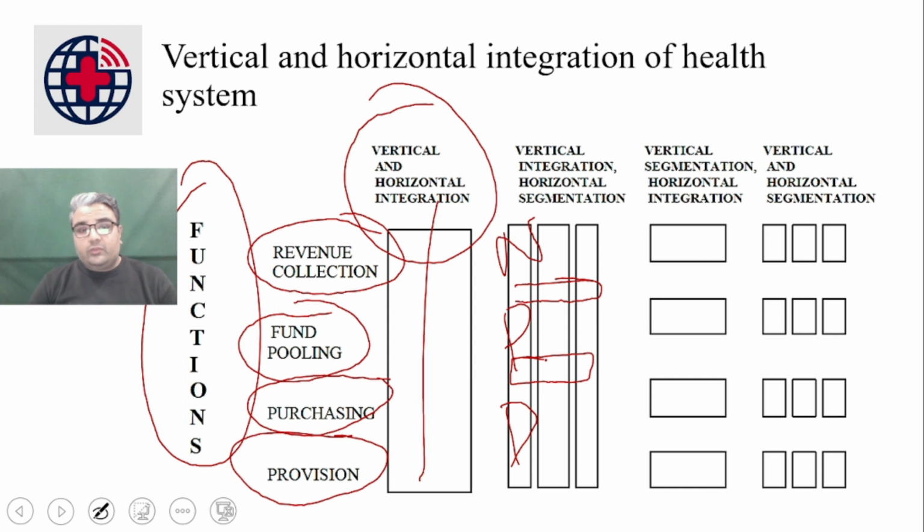That's another issue. Apart from that, we see something called vertical and horizontal segmentation, in which neither the vertical system nor the horizontal system are integrated with one another. So that's just some of the types of integrations that I want to discuss here.